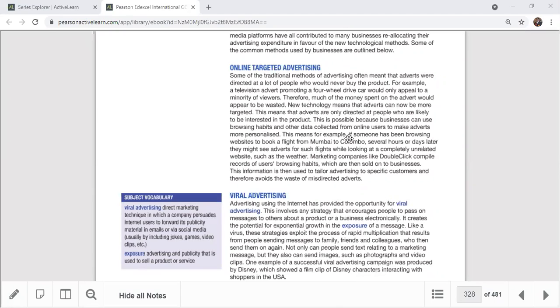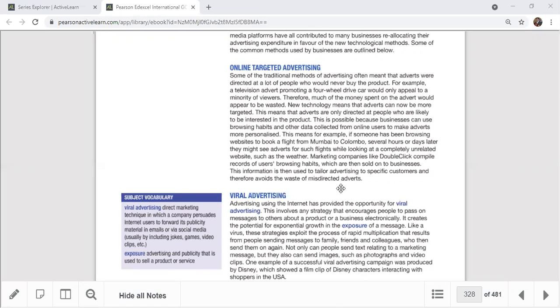That's called online target advertising. In the digital world, we can use this information to tailor advertising to specific customers. Therefore, we avoid wasted or misdirected ads, because wasteful circulation can be reduced, as we give it only to the people who are interested in it.